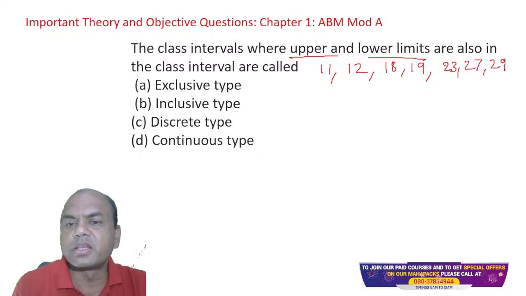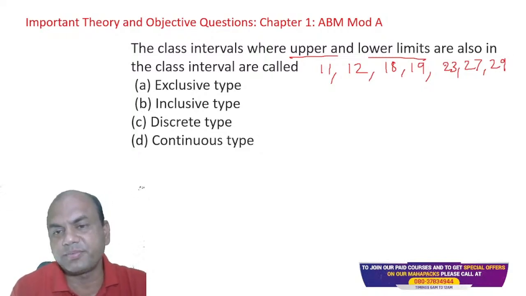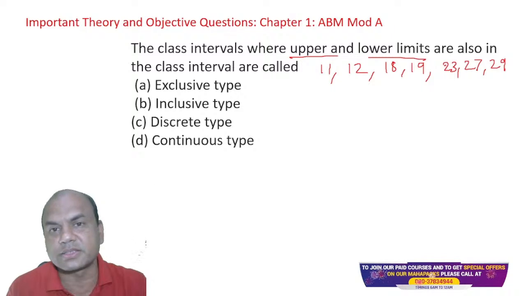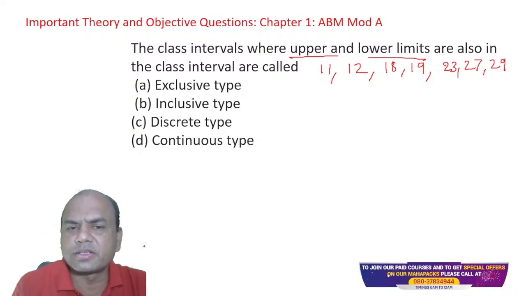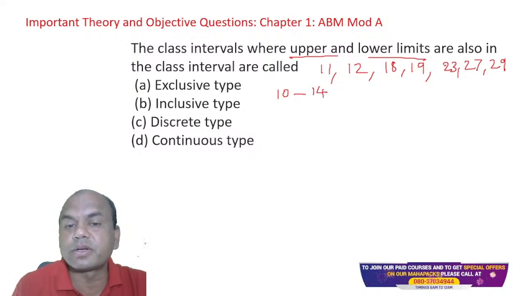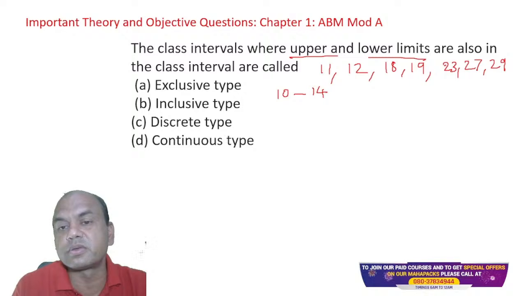Okay, now I have to arrange them in classes. I have to arrange these numbers in classes. So how will I arrange them? Let me start with a simple one. I can arrange it this way also: 10 to 14, and there I'll write both inclusive. 10 also included and 14 also included.